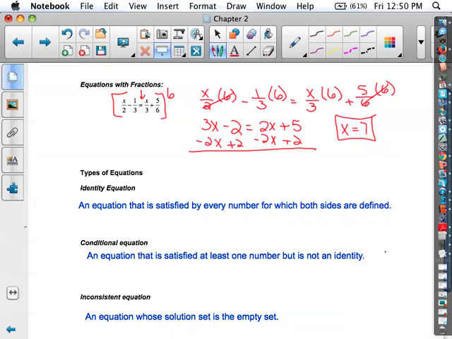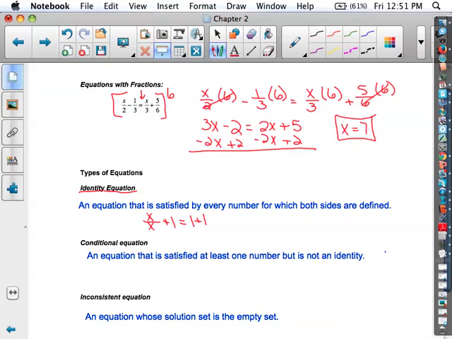We have a few different types of equations. One is an identity equation, and that's an equation that is satisfied by every number for which both sides are defined. That might look something like x divided by x plus 1 is equal to 1 plus 1 for every value of x. So whatever value I choose for x, this will be true. And that's an identity equation, that this would be true no matter what I substitute in for x.